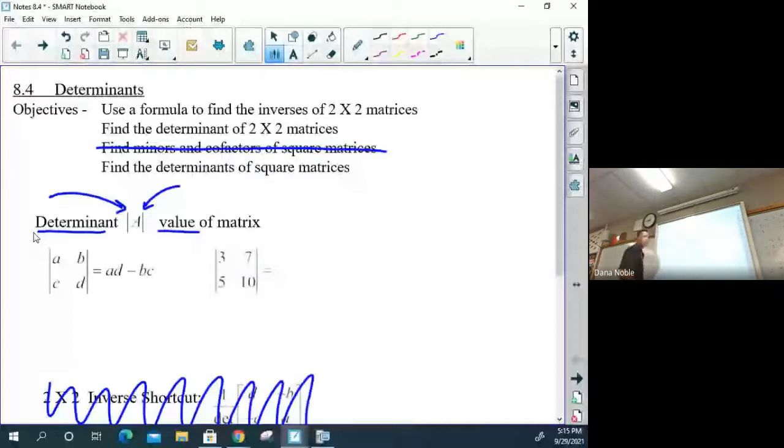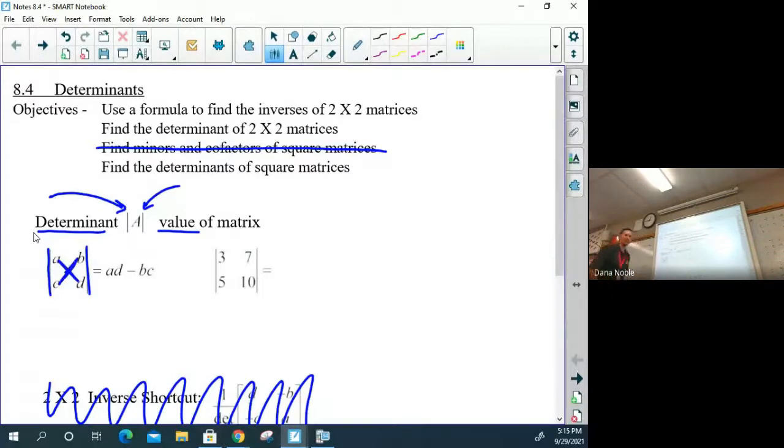Okay? Now, how do we do it? First of all, they put the bars around the outside to represent, hey, find the determinant. They've labeled the points A, B, C, and D. And then what we're going to do is take the A and the D, kind of this little diagonal here, minus the B and the C, kind of that diagonal right there.